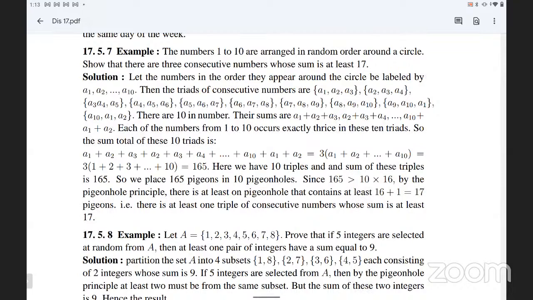The total is 3 times (1 plus 2 plus 3 plus so on up to 10), that is 165. I want to divide 165 among the 10 arrangements, the 10 numbers, 10 pigeons. If I divide, I get 16 only. So 165 is greater than 10 into 16, so k equals 16. So the pigeons are 16 plus 1, which is the best way. At least means greater than 16 plus 1, equal to 17. That's all. This is important.